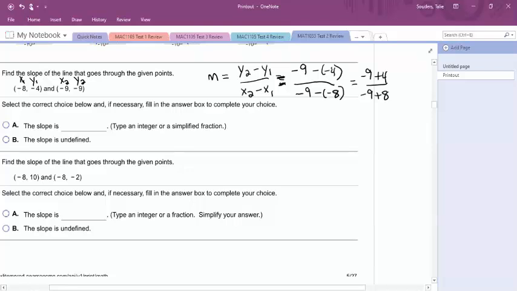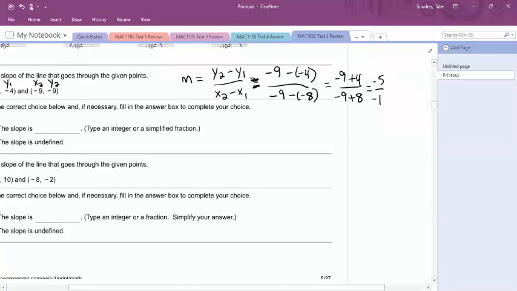So what is negative 9 plus 4? You're at negative 5. Negative 9 plus 8. Negative 1. Negative 1, good. And what is negative 5 divided by negative 1? 5. 5, good. Make sure you fully reduce it. So it's 5 over 1, which really 5 divided by 1 is just 5. So the final answer is 5.